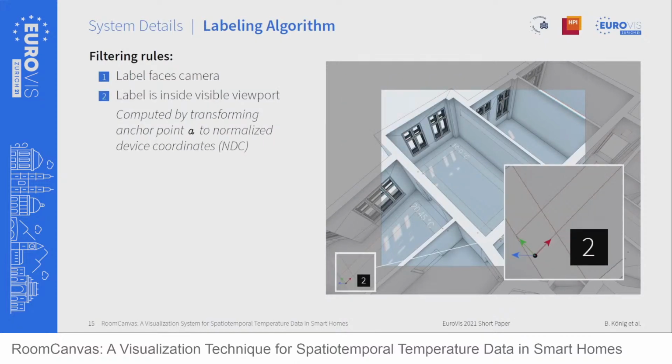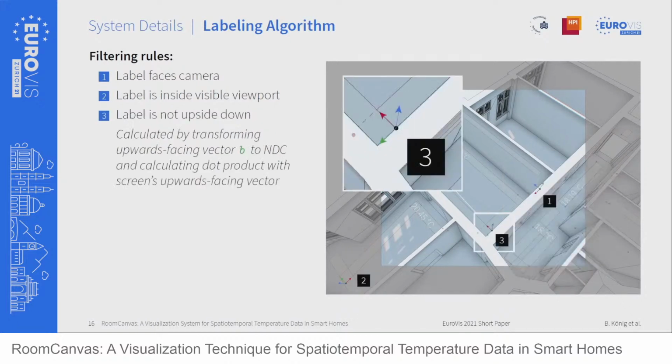And what we do next is that we filter out every label that is not inside the viewport. To do this, we transform the anchor point of the respective labels or label candidate positions into normalized device coordinates, or NDC, and basically just check whether they are inside or outside the value range of -1 to +1 on the X and Y axis. And if they are not, we assume that they are outside the viewport, and thus we filter them out.